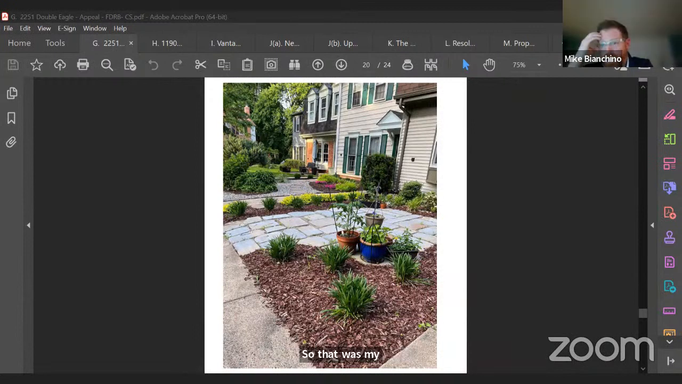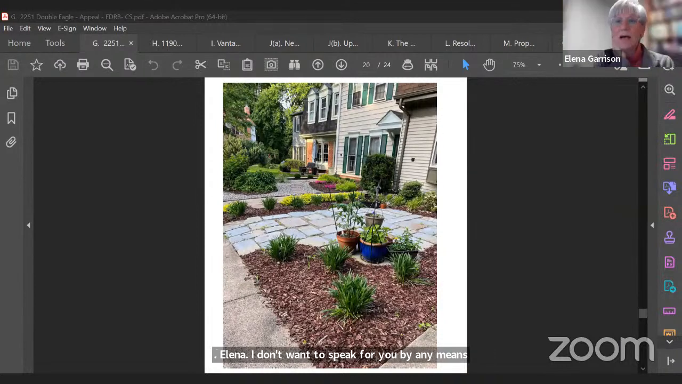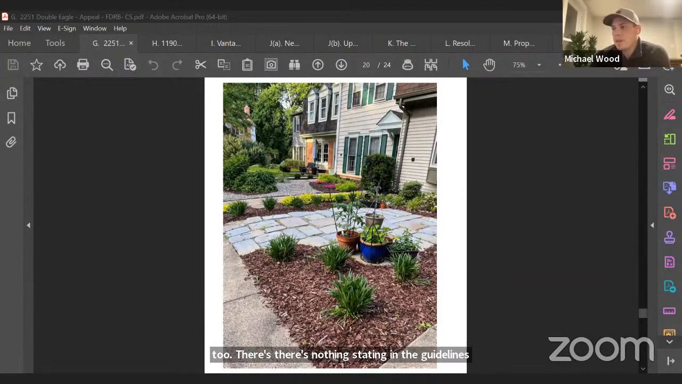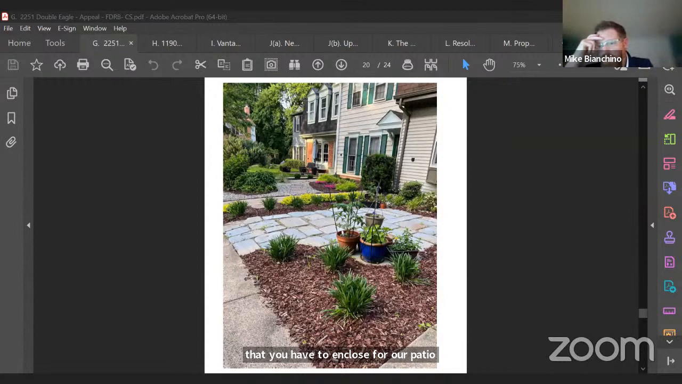Elena, I don't want to speak for you by any means, but... That's my understanding too. There's nothing stating in the guidelines that you have to enclose a front yard patio. Okay, and there was no specific cluster standard that we were flying in the face of. Correct.